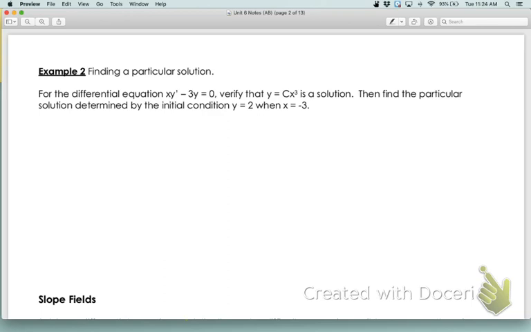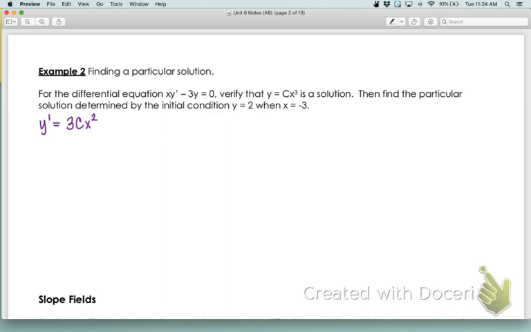Okay, so example 2 says for the differential equation xy prime minus 3y equals 0, first verify that y equals cx to the third is a solution. Then find the particular solution determined by the initial condition y equals 2 when x equals -3. So the first thing that we need to do is find the first derivative of y so that we can plug it into our equation.